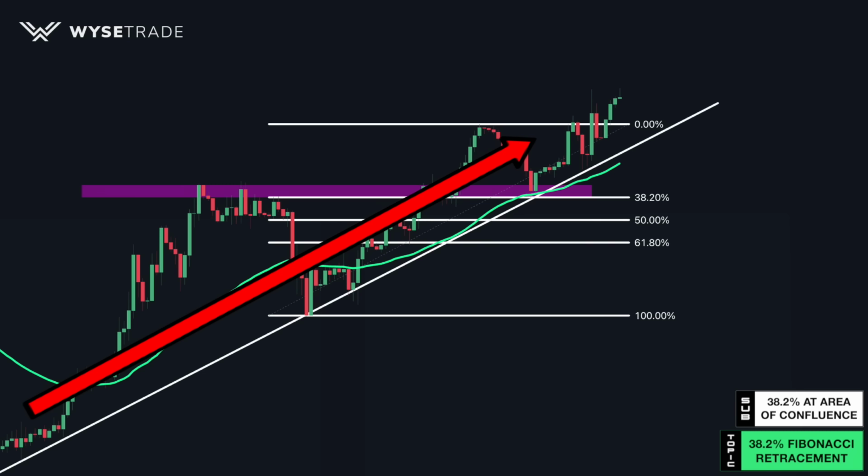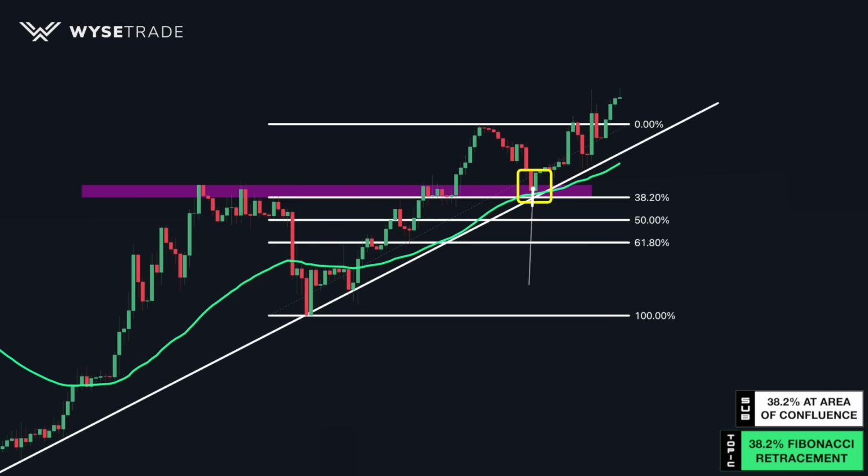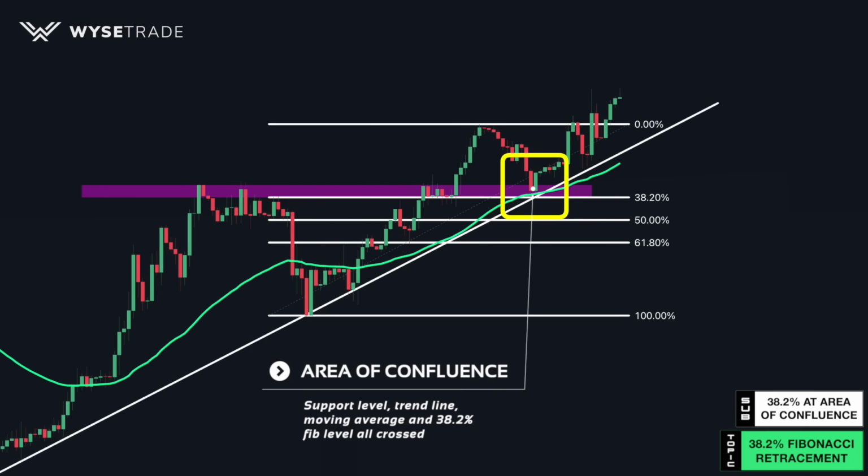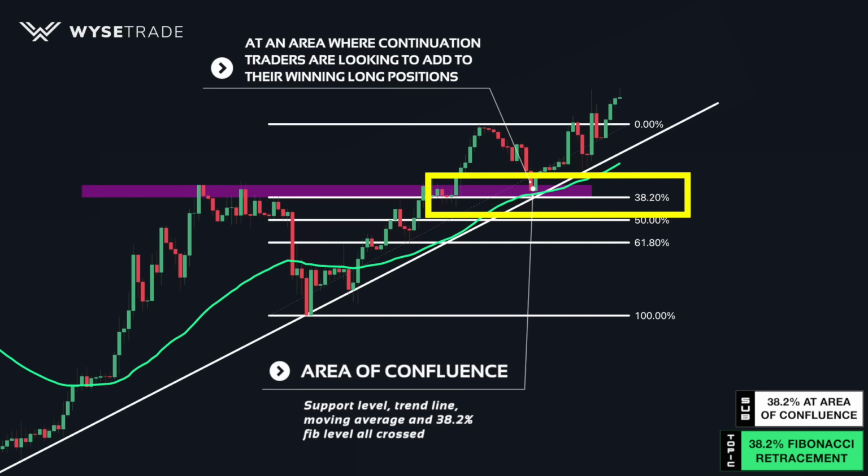So you have a clear moving uptrend through the higher highs and higher lows, and you want to trade with the trend. This here is your very high quality area of confluence because you have a key support level, trend line, and moving average that all crossed. This is also where the 38.2% Fibonacci level lines up perfectly, making this an even better area of confluence, as you are at an area where continuation traders are looking to add to their winning long positions.